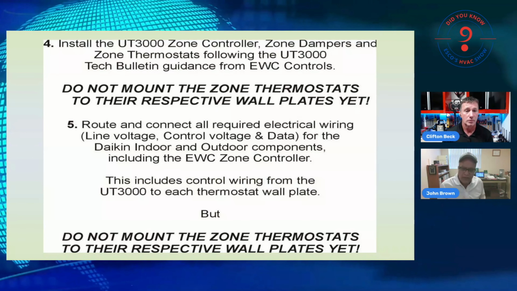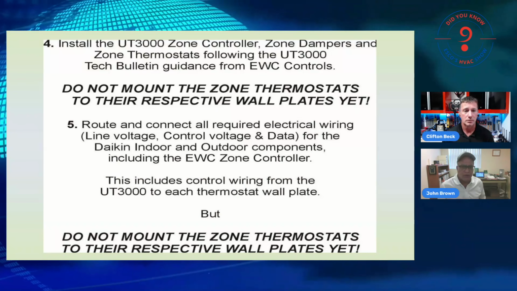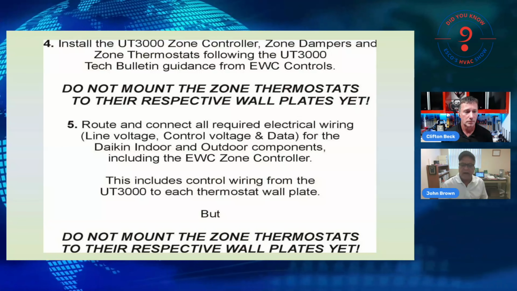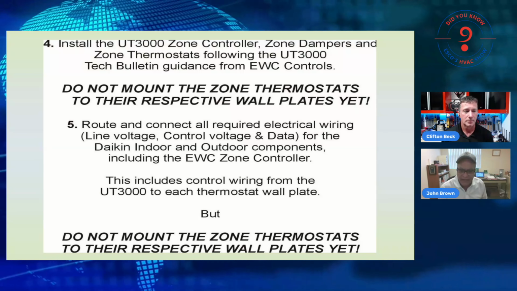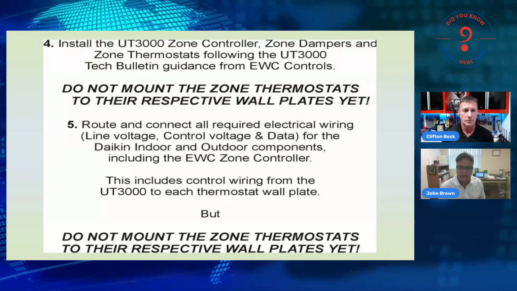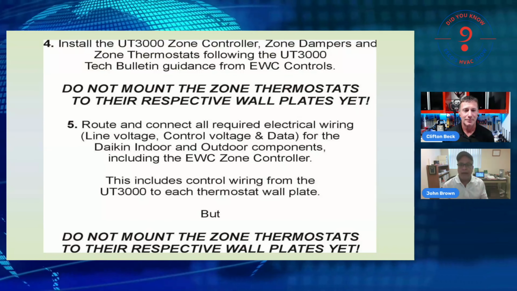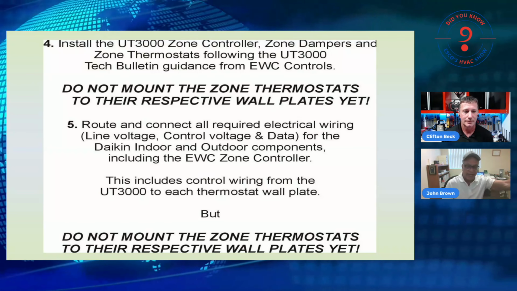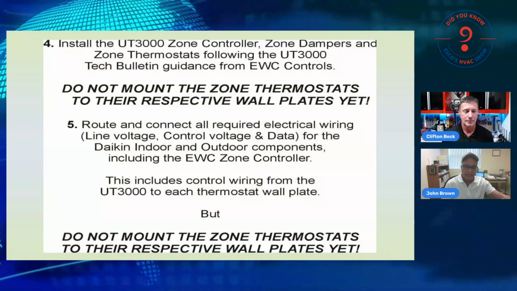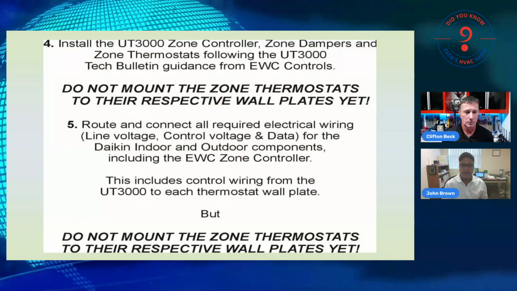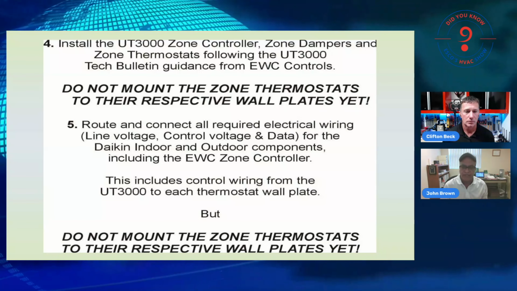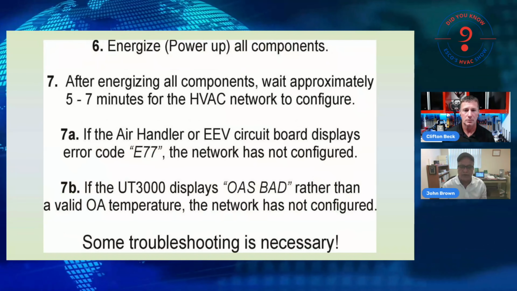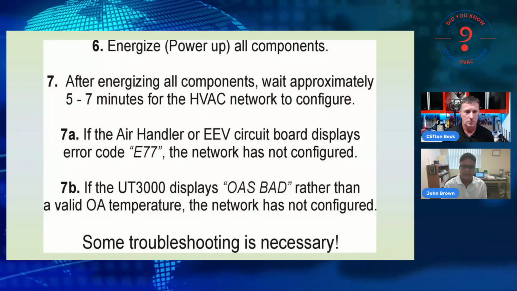You're going to install the UT-3000 zone controller. Go ahead and mount the dampers. Do all the wiring for that, following the tech bulletin guidance from EWC Controls. Don't mount the thermostats. You've run the wire, the plates are on the wall, but leave the thermostat right there on the table. Go ahead, route and connect all your electrical wiring. Just don't connect the stats.